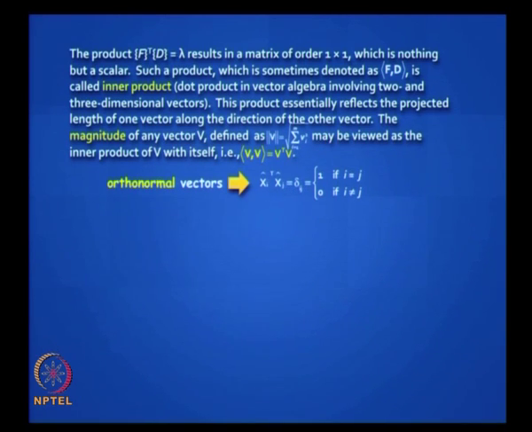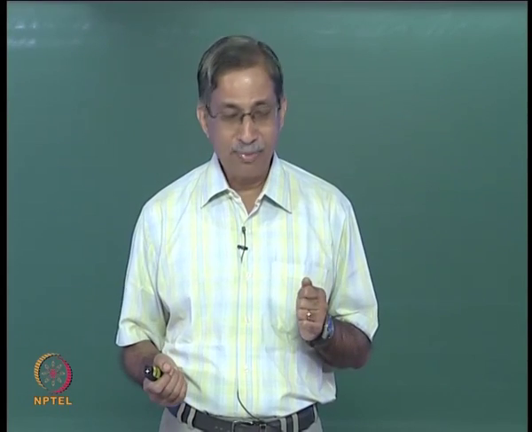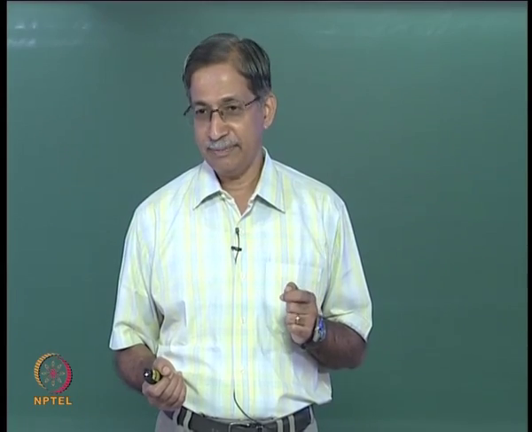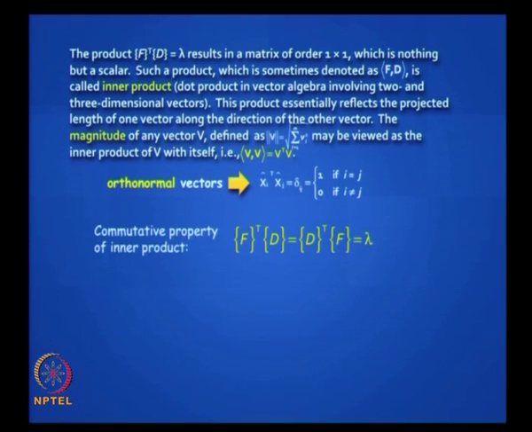The magnitude of any vector V can also be viewed as an inner product of V with itself. You are familiar with that. Vectors are said to be orthonormal when, if you do their inner product, you either get 0 or 1. What is this symbol called? This delta is called the Kronecker delta. The commutative property of the inner product is what I explained a while back.